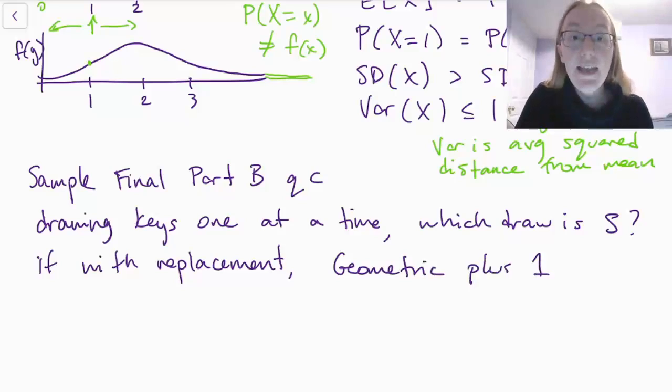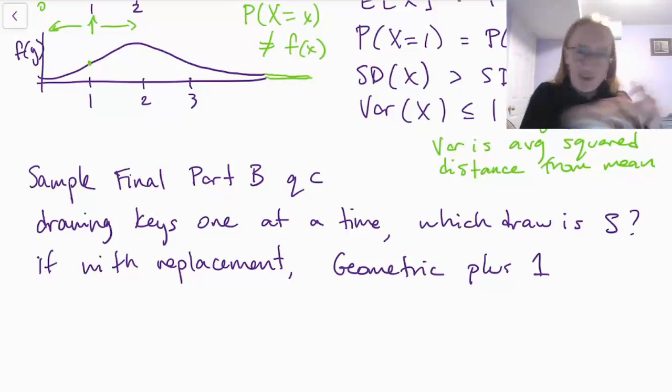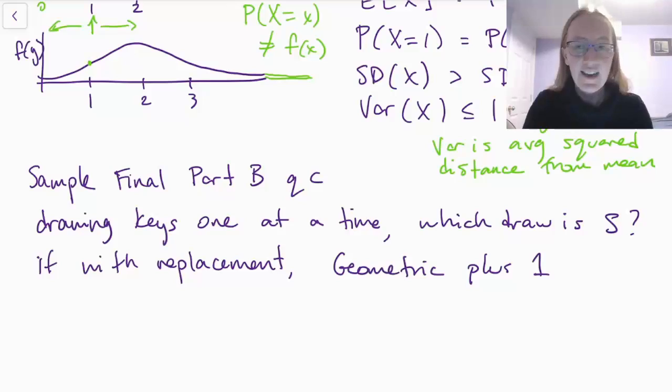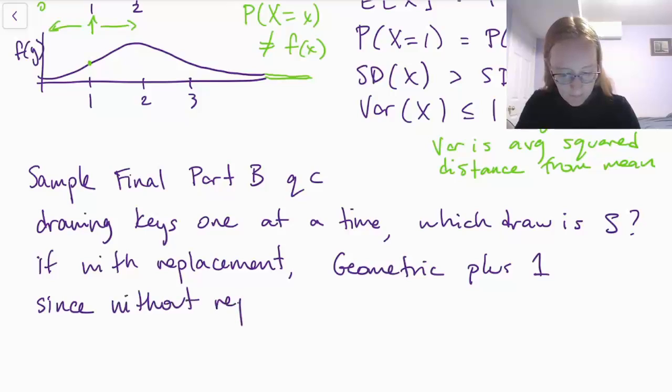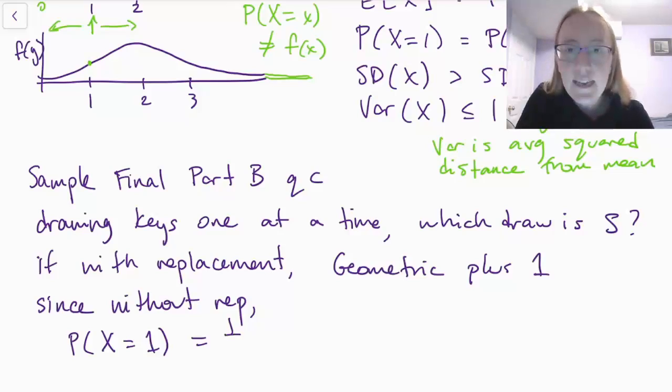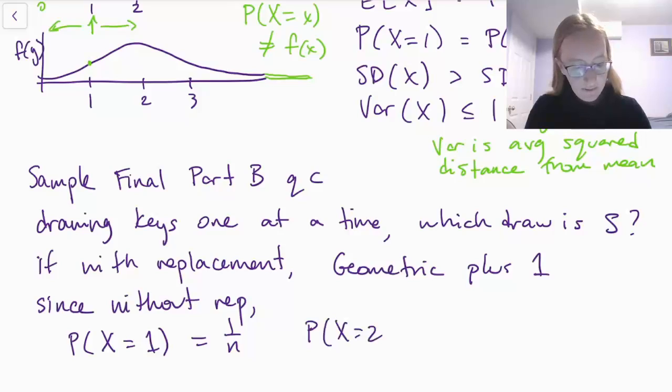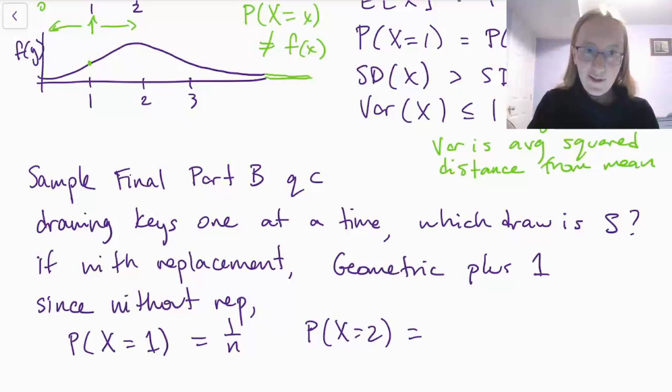But it says that she tries another key, a different key. So if the key does not work, she draws another key, as in she doesn't put it back in and shake them up and then have a chance of getting the same one again. And in that case, we could think about, okay, what's the probability she gets it right on the very first try? So since it's without replacement, the probability that X equals 1 is 1 over N keys. That's pretty obvious. But the probability X is equal to 2, that means you had to get it wrong on the first try and right on the second try.